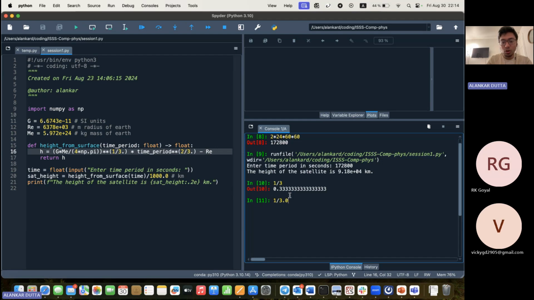So 3 dot and 3.0 are same. That's why I've given a dot, just to be safe and say that this is a floating point number. This used to be a problem previously, but now Python is pretty intelligent. If you give a 1 by 3, it doesn't give you 0, but gives you something like 0.33333.